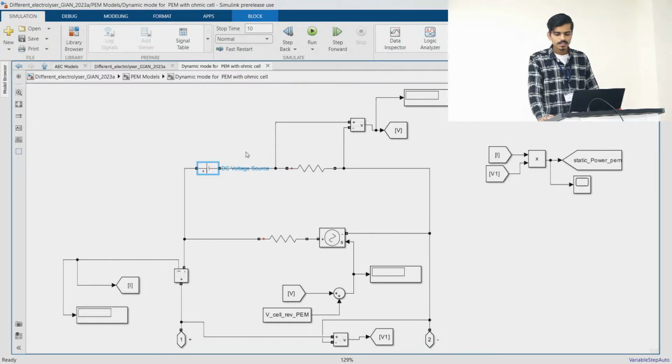For the static model we are controlling our voltage source with the help of these two, and we are giving the supply for it when we are using it at cell level. We are giving the supply across these two terminals, and here we are measuring the current for this. So shall I run it?